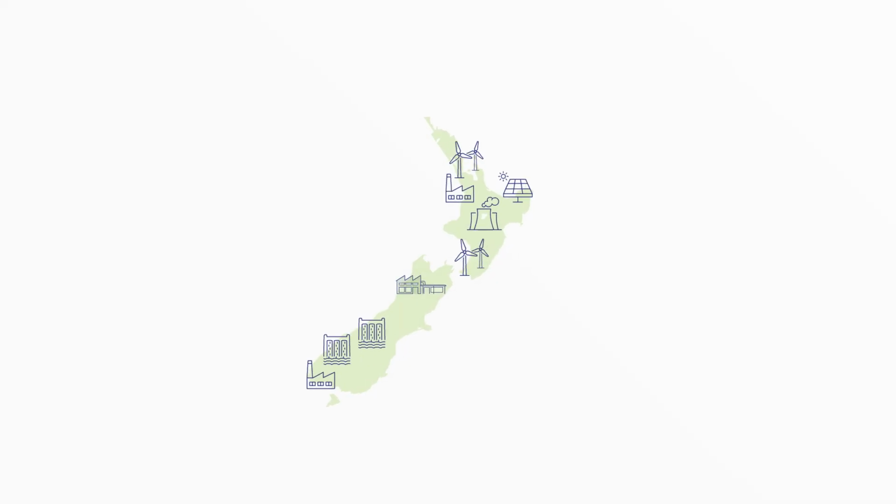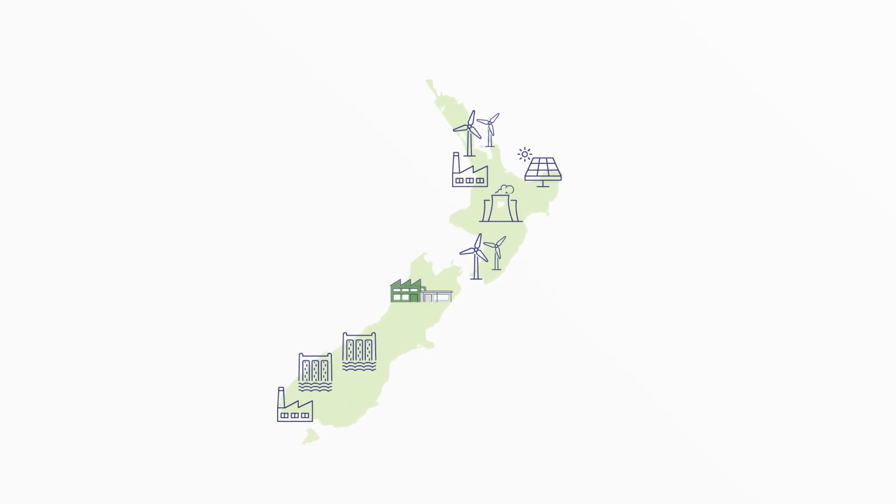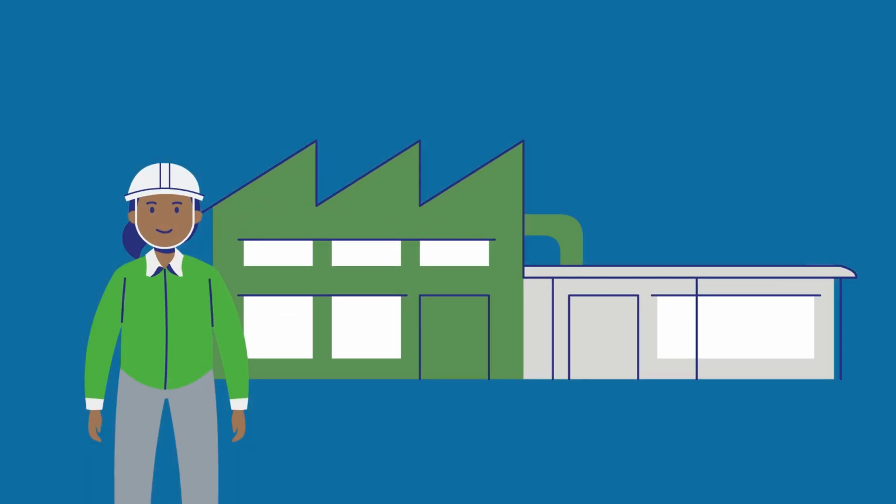Dispatchable Demand is an electricity authority initiative that enables consumers to participate more actively in the wholesale electricity market. Let's look at an example to see how dispatchable demand works.